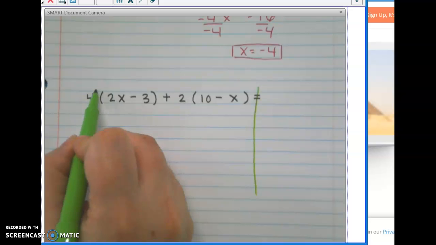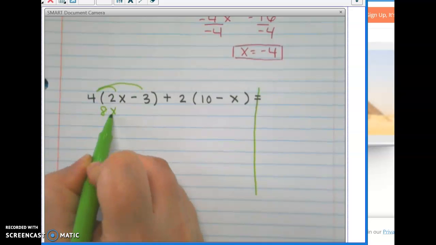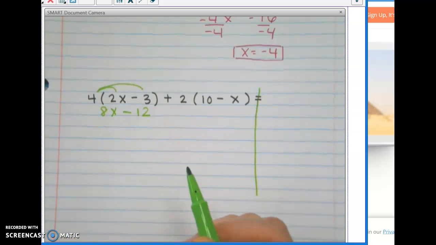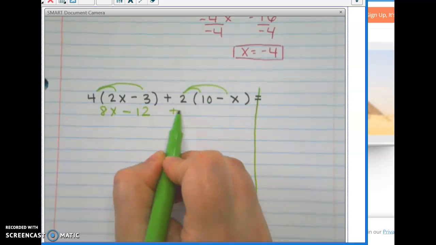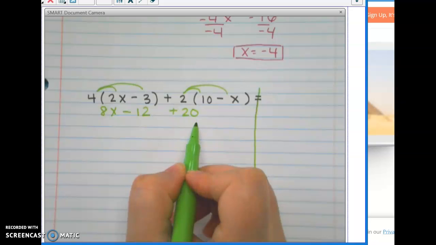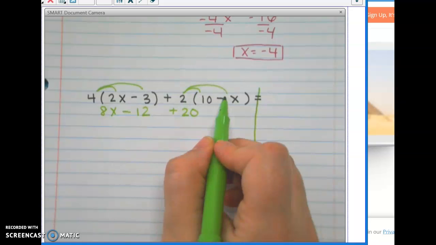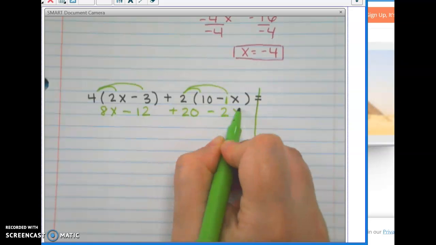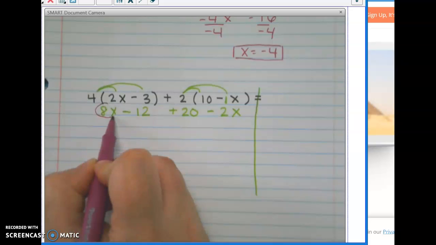I'm going to start working it out. So 4 times 2x is 8x. 4 times that -3 is -12. 2 times 10 is 20, and I'm going to put plus 20 because it's positive. 2 times, this is like -1. So 2 times -1x is -2x.